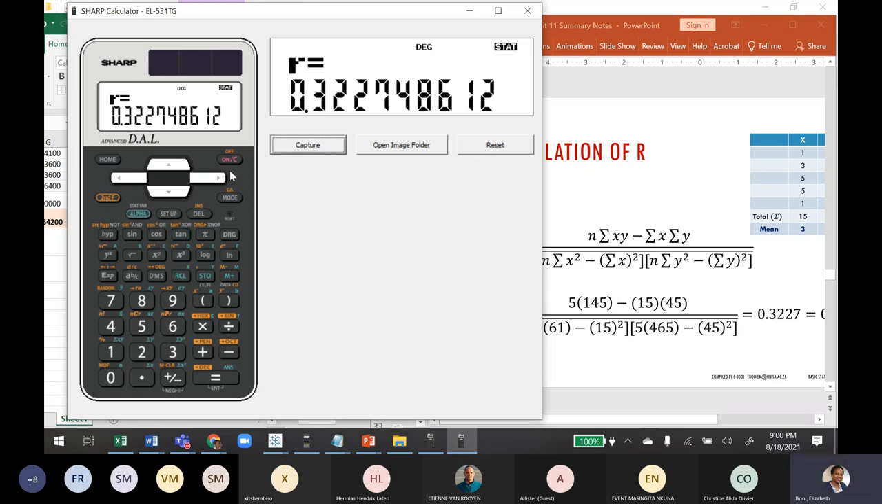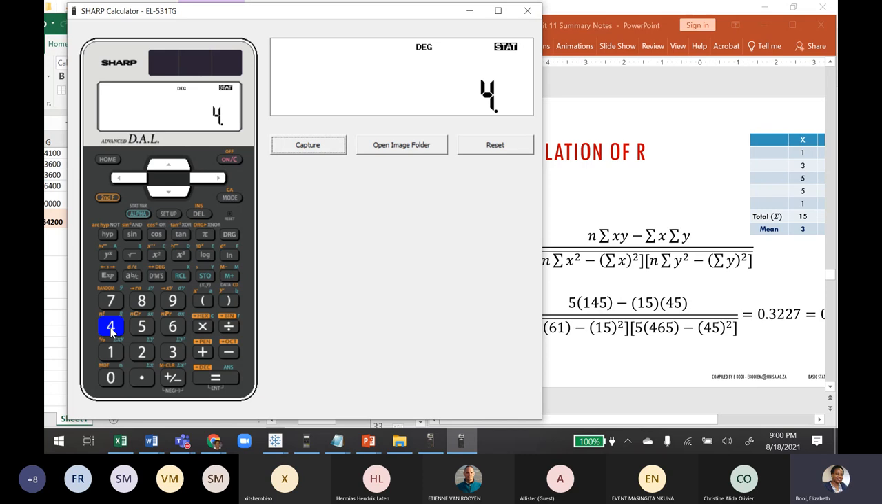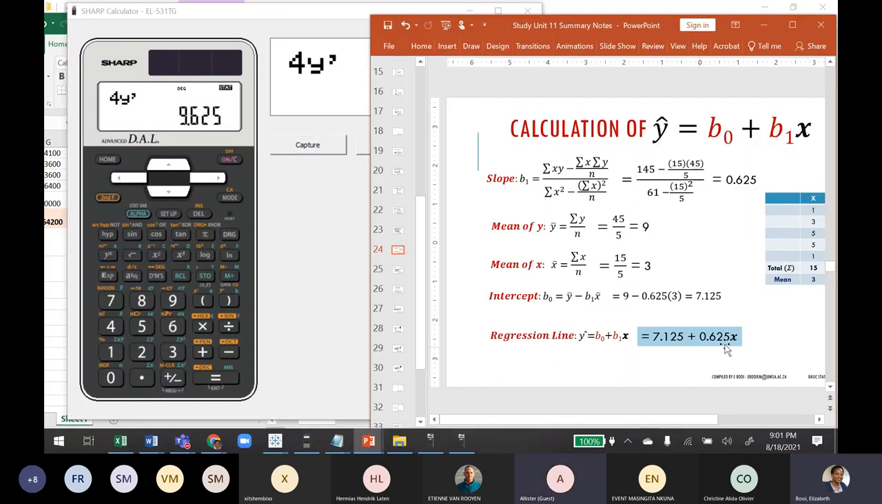Remember when we used the estimate and we found the estimate of 4. Let's do that. To get the estimate for 4, we press first the value that we want to estimate. So we press 4 first, then second function, and then you press the Y copy, which will represent the Y hat, and then press equal. 4, second function, Y hat, and there it is, 9.625. Remember, we found that by substituting the value of 4 onto this formula.